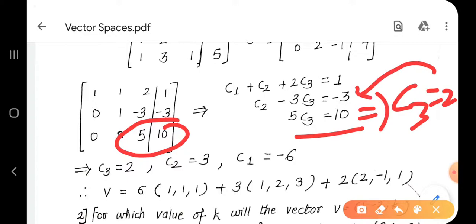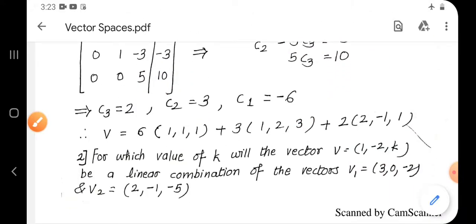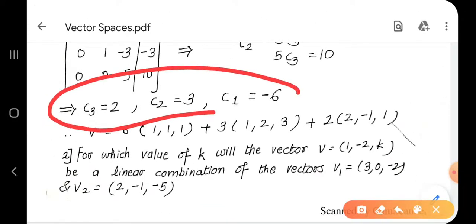Back substitute that value here. So C3 equal to 2. So it becomes 6. Right? Minus 3 plus 6. So it is 3. C2 equal to 3. Now C2 and C3 substitute in 1. You will get C1 is equal to minus 6. Correct? So our final answer is V is equal to minus 6 into (1, 1, 1) plus 3 into (1, 2, 3) plus 2 into (2, -1, 3). No need to write V, only if you write C1, C2, C3 it is okay, because our question is express V in terms of C1, C2, C3. So have you understood the concept of linear combination?